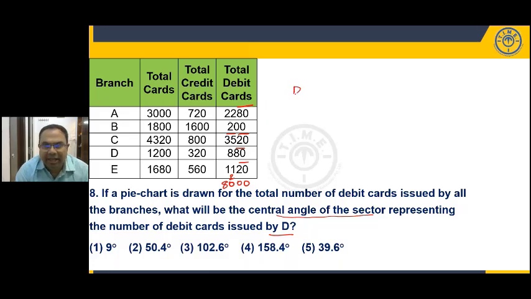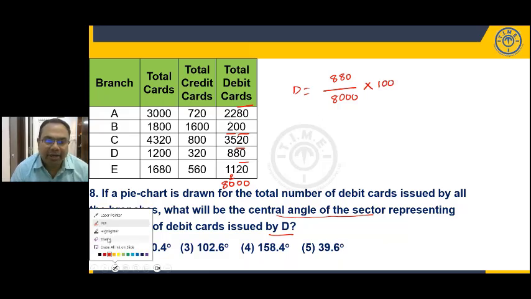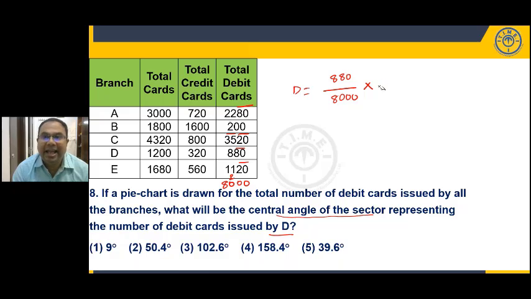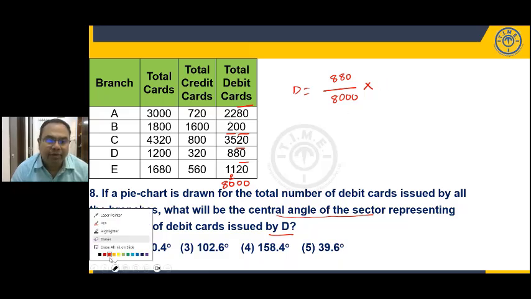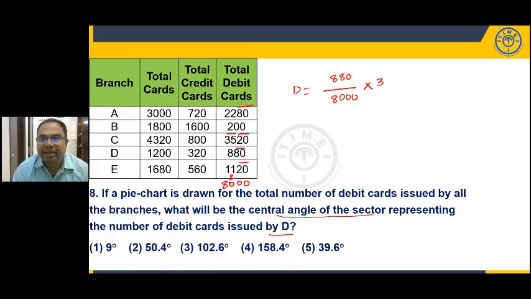Now D is 880 debit cards out of a total 8,000. Now friends, how will you convert a fraction into percentage? Multiply by 100. But the question is to find the degree, the angle represented by D. So if I want degrees, simply multiply by 360. If you want percentage, multiply by 100. If you want to convert into degree, multiply by 360.